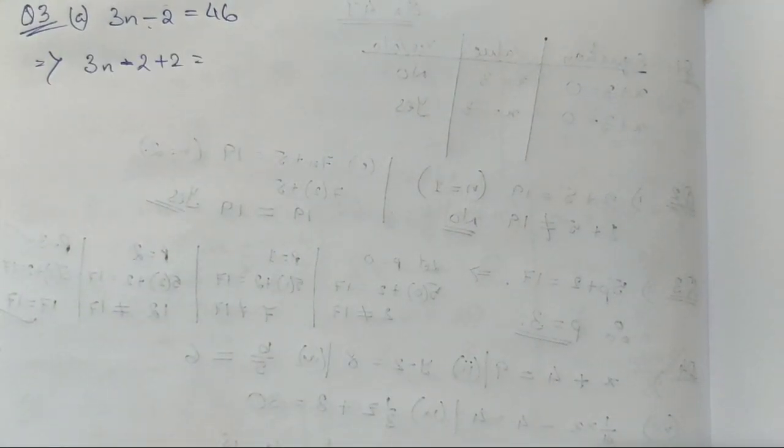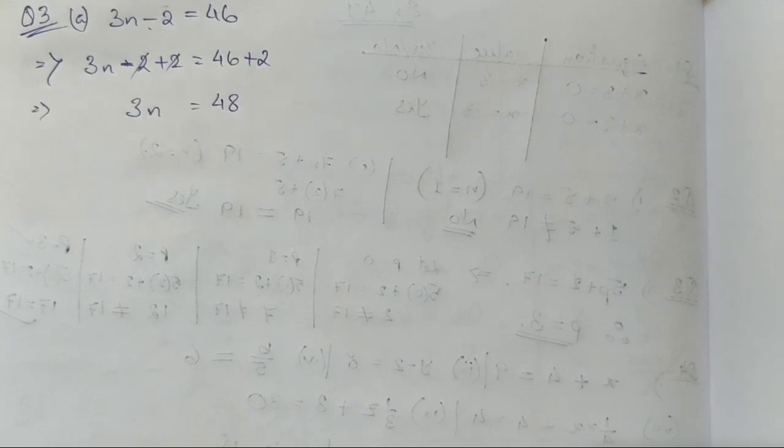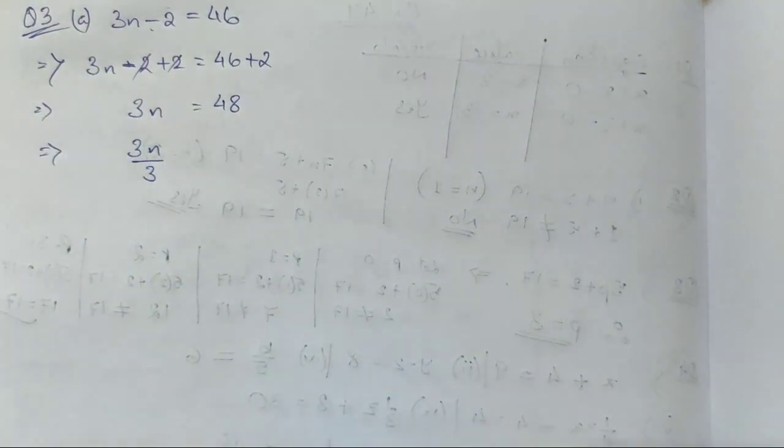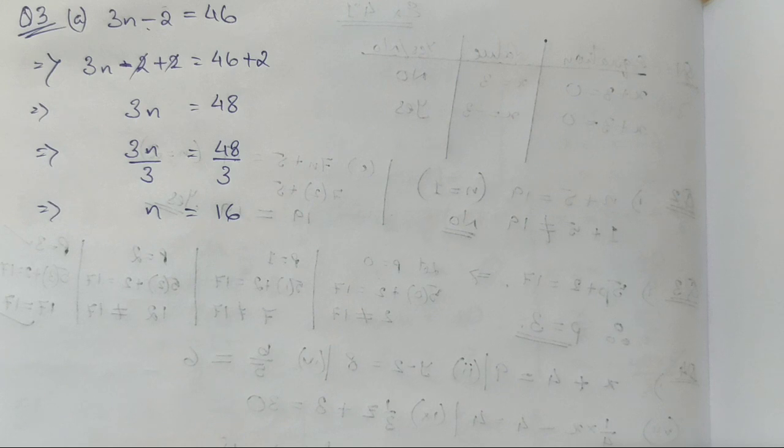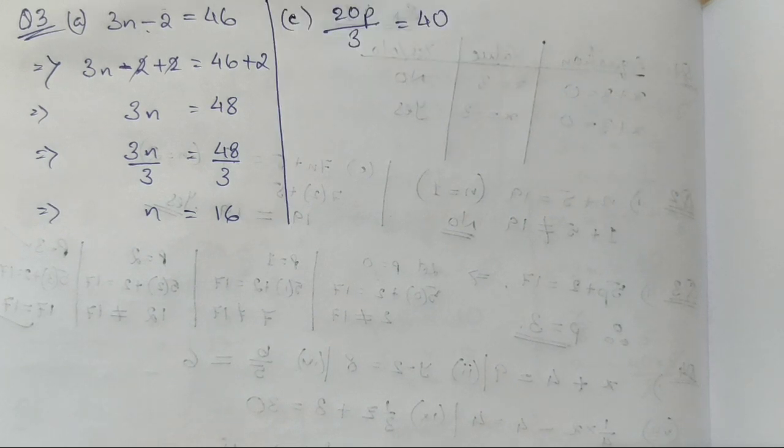For that we will add 2, of course, to both the sides, otherwise you know what will happen. And then we will have to divide by 3 here to eliminate this 3 on both sides, of course, and we will get the answer of n to be 16. Have you understood the step properly? Let's go for another question here.